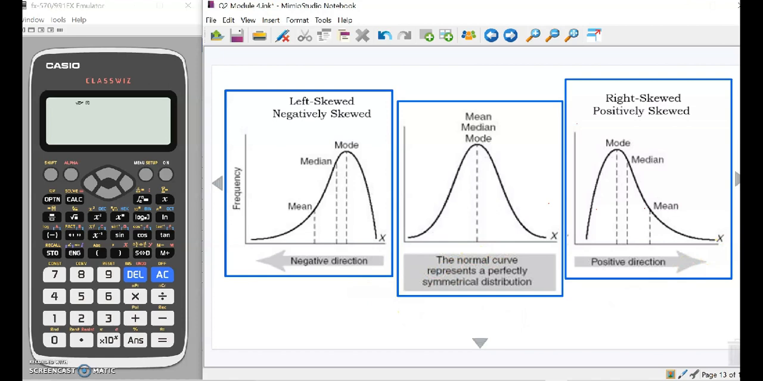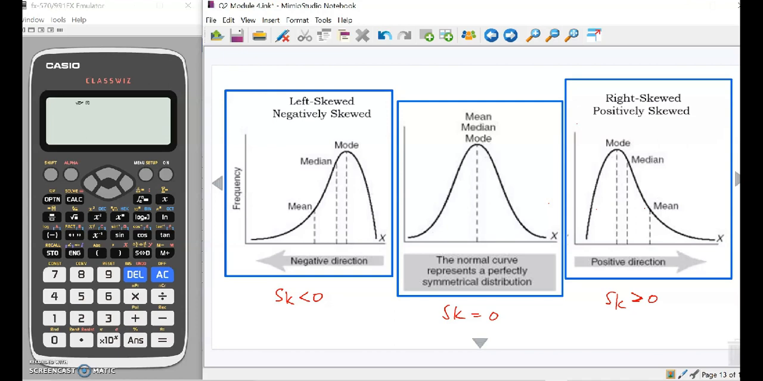Another thing that we need to reiterate is that if the skewness is equal to 0, then the distribution is a normal distribution. If the skewness is less than 0, then it is a negatively skewed distribution and it's skewed to the left. And if the skewness is a positive value, which is greater than 0, then the distribution is positively skewed or skewed to the right. So that's it about skewness.